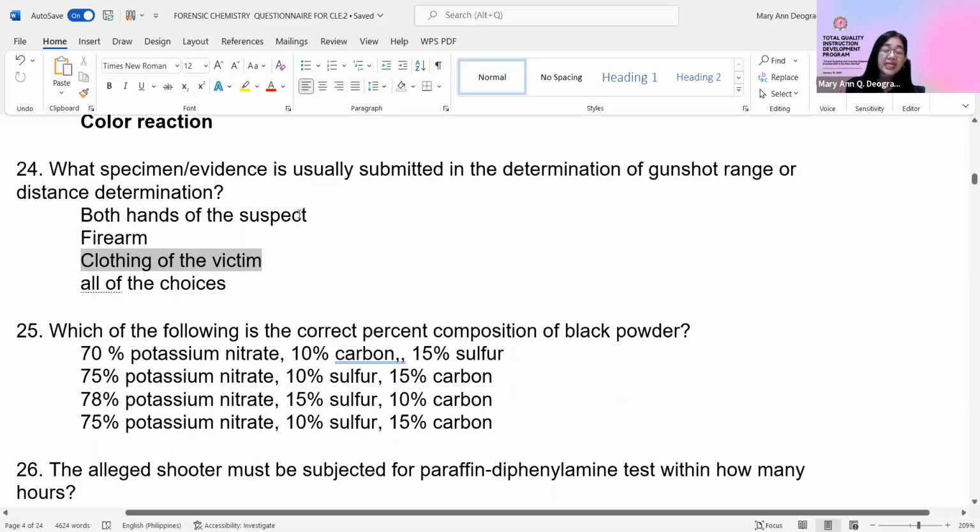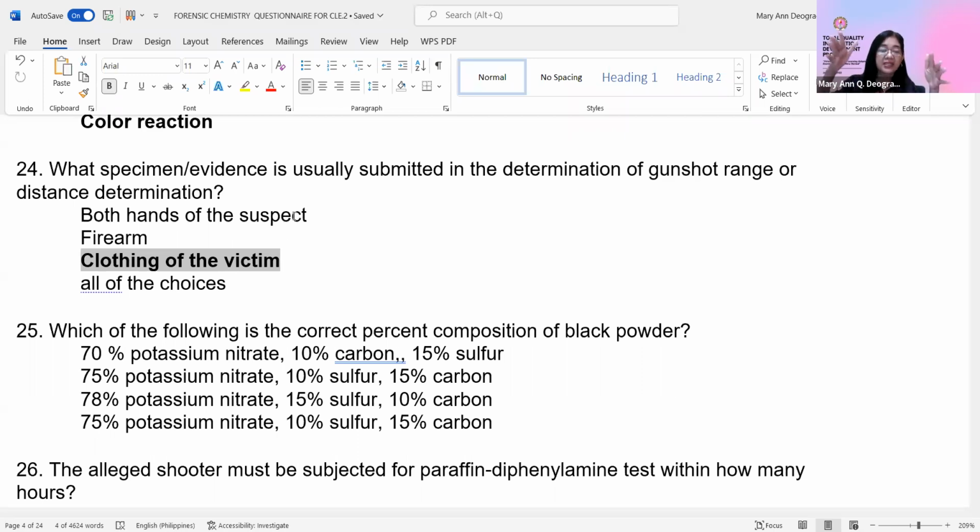Yung hands, sa DPA paraffin test yan, no? So this is to determine whether a person fired a gun or not with his bare hands. So yan yung hands. Pag firearm naman, it is when we are going to determine the approximate time of firing of the gun. So barrel, yung mismong firearm is sasabit. Pero kung probable gunshot range, it is the clothing of the victim.